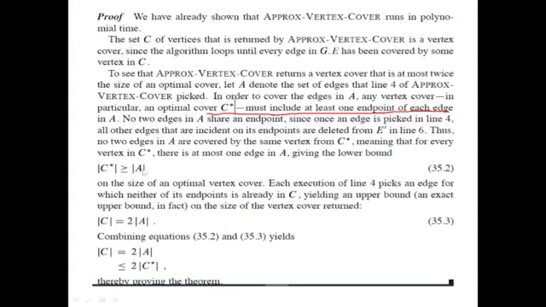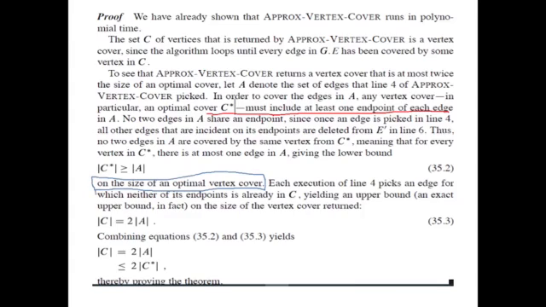Given the lower bound, the size of C star is greater than or equal to the size of A, on the size of an optimal vertex cover. Now this statement is in terms of the size of the optimal vertex cover, so you have to be a little bit careful.